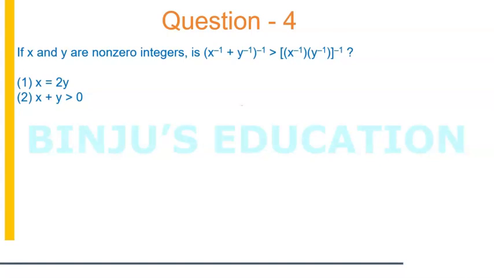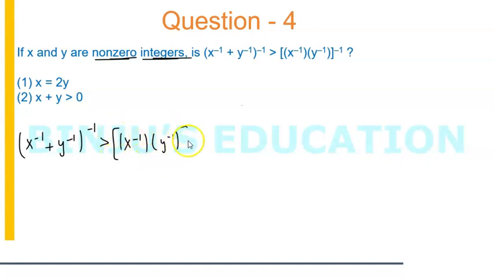Okay, let's see what we can do with this one. X and Y are non-zero integers. Okay, non-zero and integers. Both the informations are really important. Is x to the power minus 1 plus y to the power minus 1 whole to the power minus 1 greater than x to the power minus 1 y to the power minus 1 whole to the power minus 1?